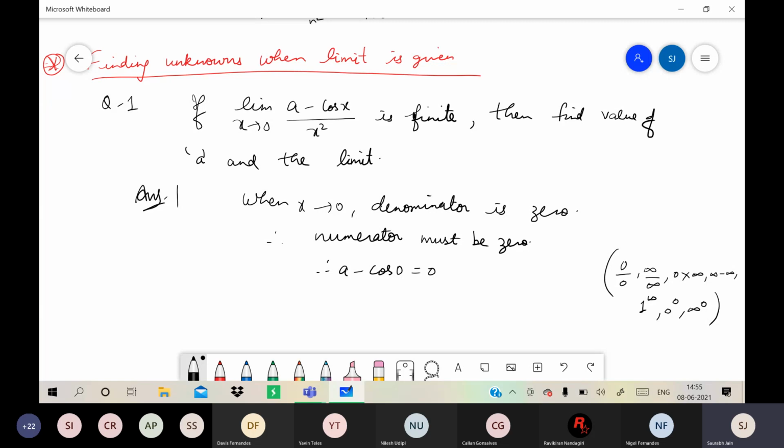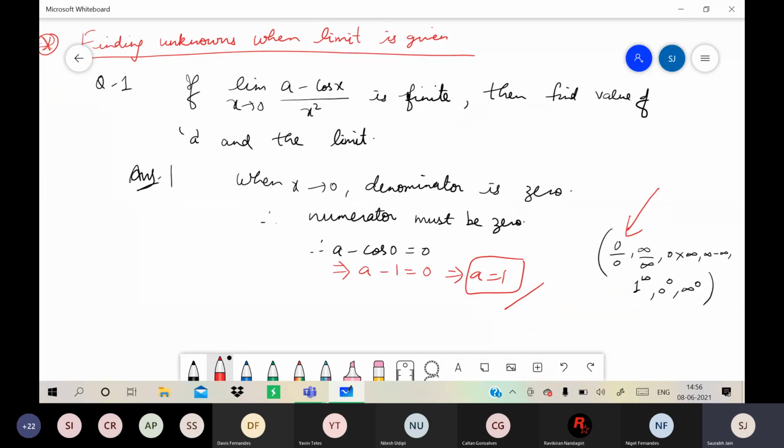Because what is the tending value of x? The tending value of x is 0. So you put 0 in place of x, and the whole numerator will be 0. That is what I am telling you. See this first part. In how many indeterminate forms do you see 0 in the denominator? Only in one, which is 0 by 0. That is what I am saying. So because of that, you get a as 1. You get a as 1, correct?